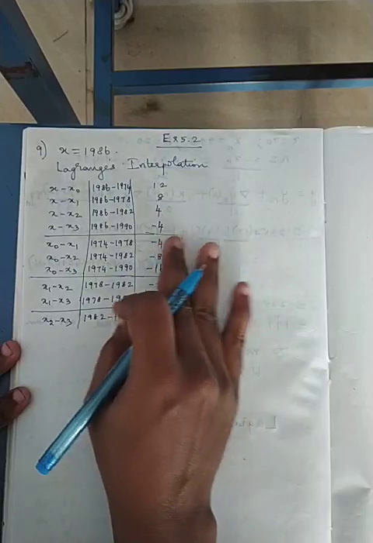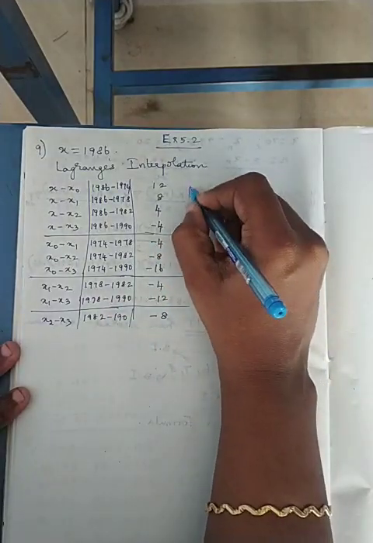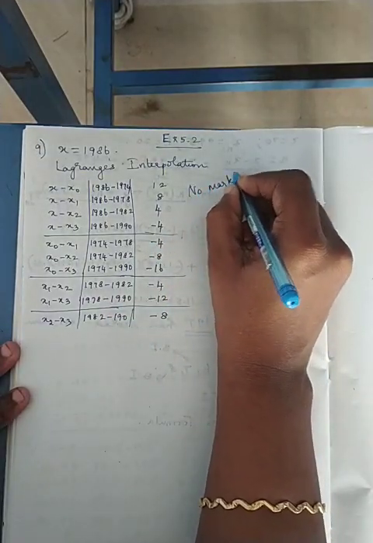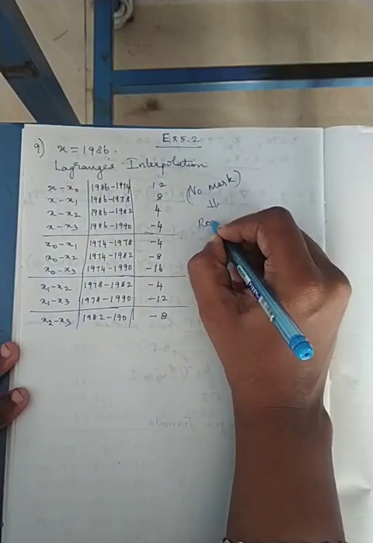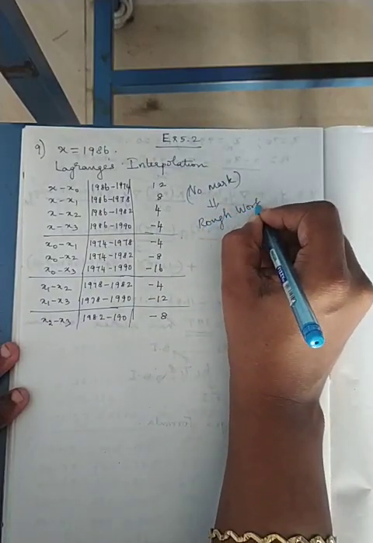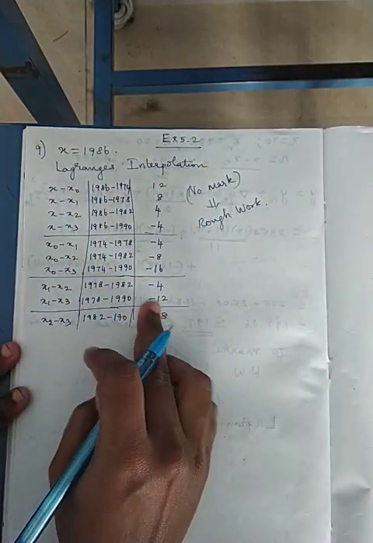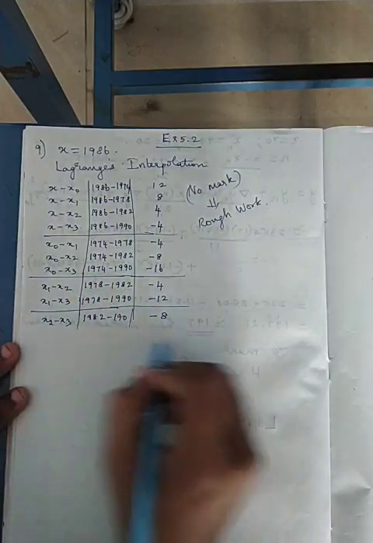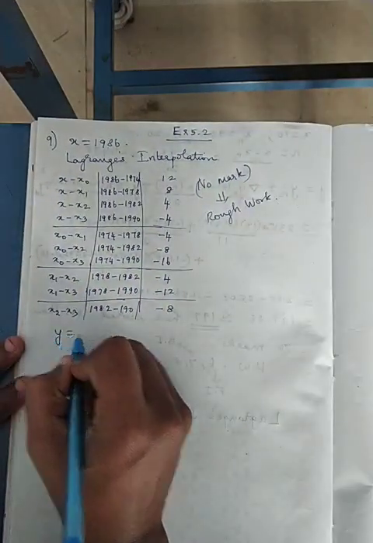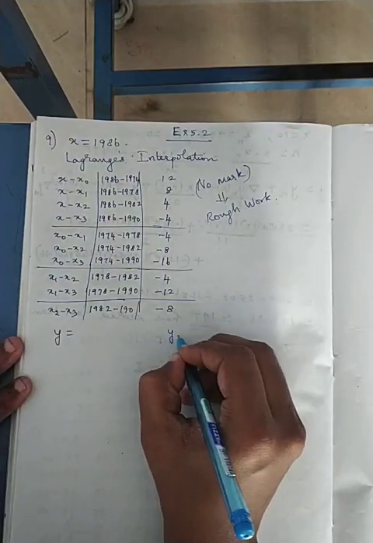There is no mark for this table. I'll write it here. No mark. Only your rough work. Okay, this is your rough work. First of all, find out all these values. Now I have to write the formula. How will I write the formula? First I'll write like this.